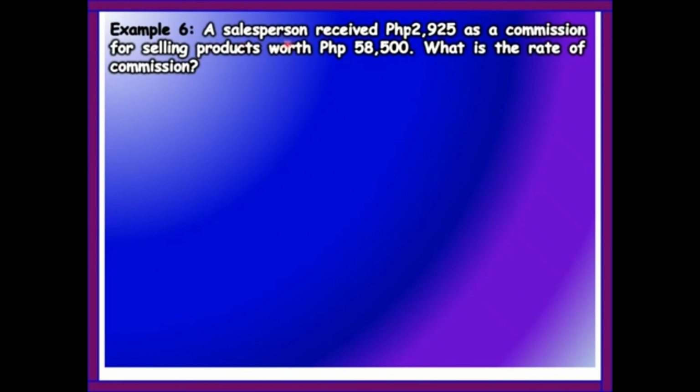Number 6. A salesperson received 2,925 as a commission for selling products worth 58,500 pesos. What is the rate of commission? Okay, so let's identify the given here. So, what is 2,925? That is your commission. Next, what is your 58,500? So, that is your total sales or the sales. And then, we will look for the rate of commission.